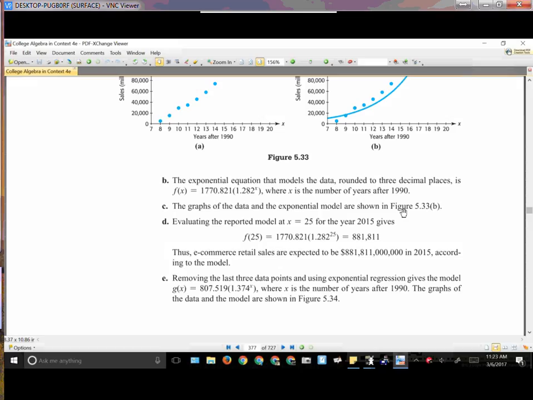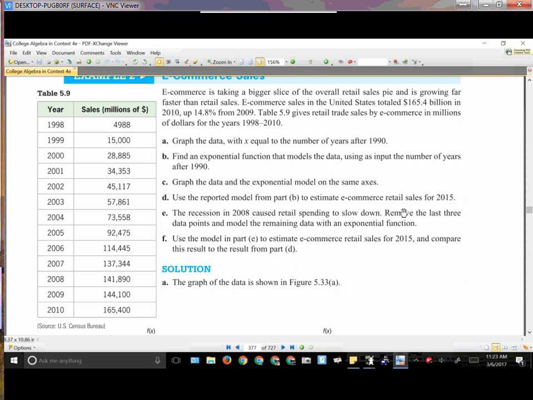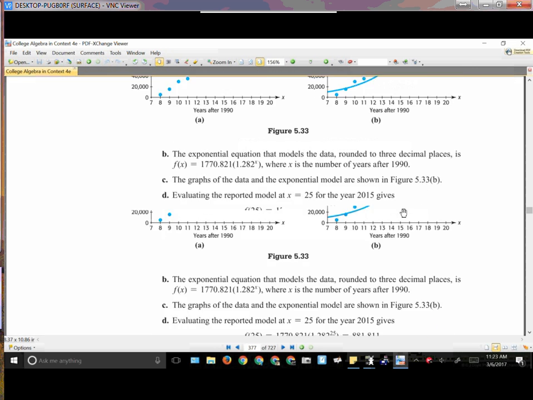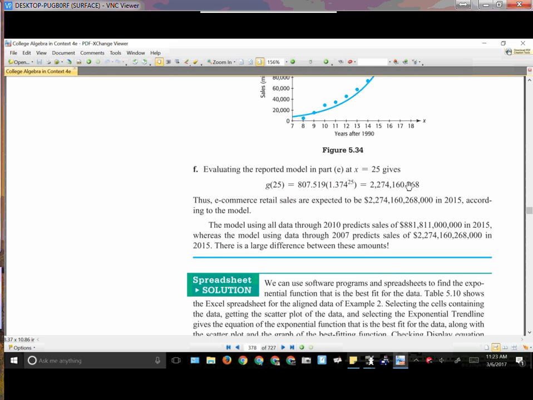Now, we take a look here at E. It says the recession in 2008 caused retail spending to slow down. Remove the last 3 data points and then do it again. And that's very easy to do. You take out those 3 data points, go back in, delete it out, put that equation in there. And the interesting thing is, if you want to, you could have kept the other equation in there, generated a new one, and seen the comparison of what those 3 data points did, and then answer questions from there.